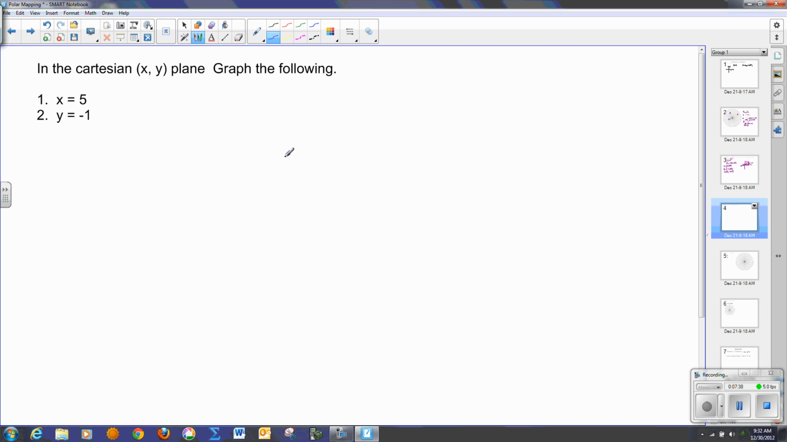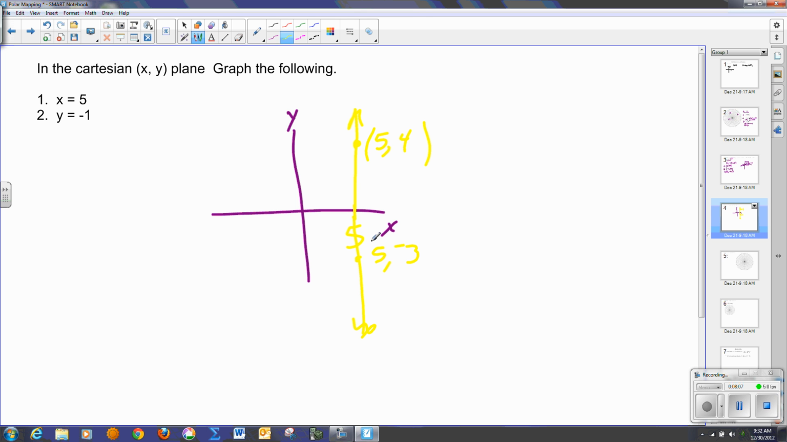Now, in the Cartesian plane, which is just the xy axis, I want to graph the following lines. The first one is x equals 5. So I locate my 5, and I know x equals means x has to be the same everywhere on this line. If I take this point, that's 5 and 4. If I take this point here, this is 5 and -3. So 5 is the consistent point on this line. Doesn't matter what y is. And that's our graph of x equals 5.